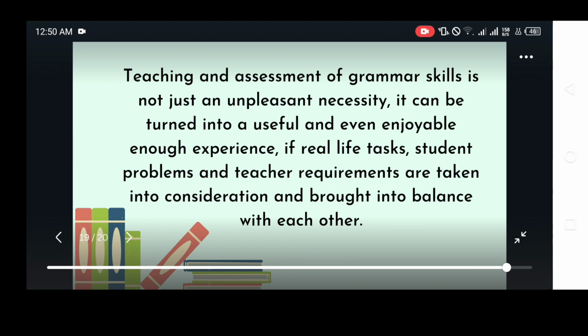Teaching and assessment of grammar skills is not just an unpleasant necessity. It can be turned into a useful and even enjoyable experience if real-life tests, students' problems, and teacher requirements are taken into consideration and brought into balance with each other.